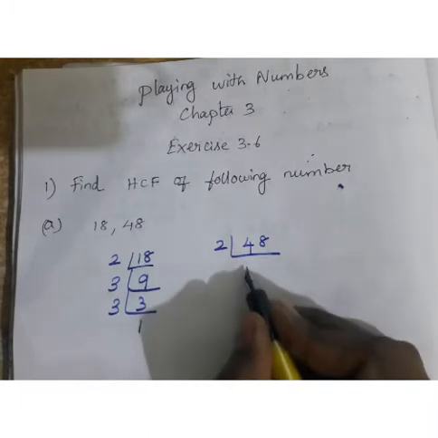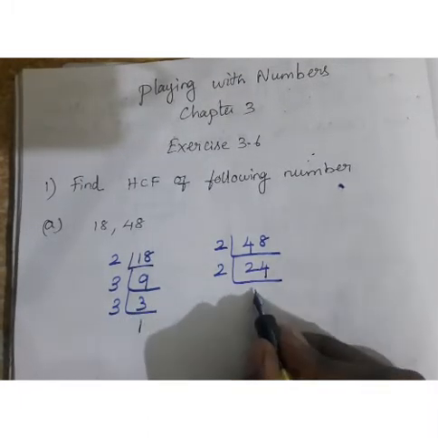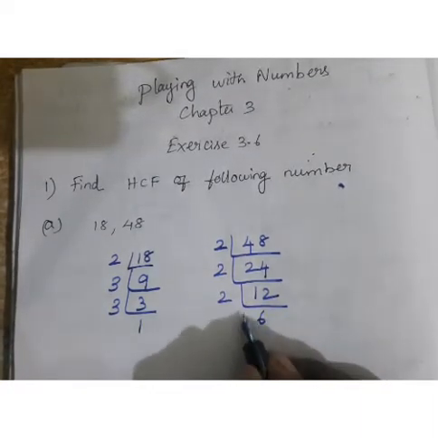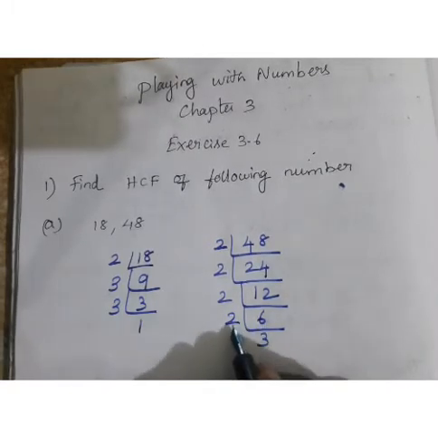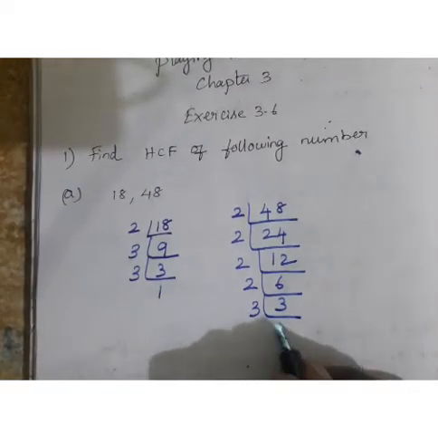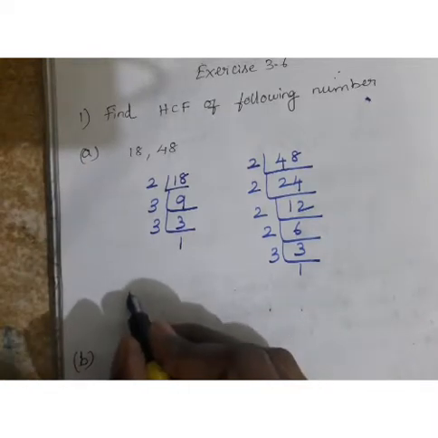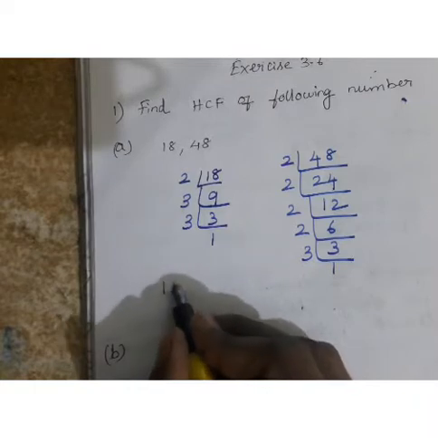48 divided by 2 gives 24. 24 divided by 2 gives 12. 12 divided by 2 gives 6. 6 divided by 2 gives 3. 3 is a prime number which divides by itself, 3 times 1. Now write the prime factors of 18 and 48.